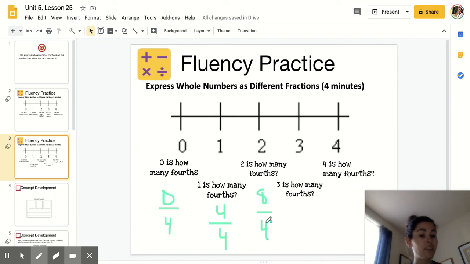3 is how many fourths? 12 fourths. Last but not least, 4 is equal to how many fourths? 16 fourths. Good job.